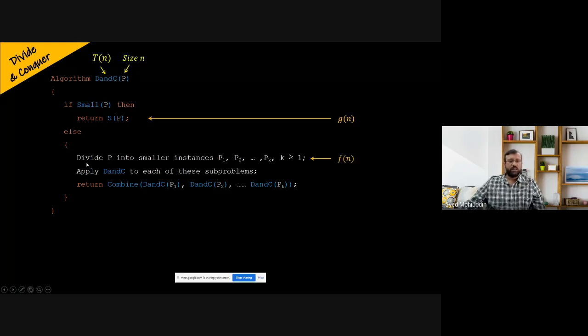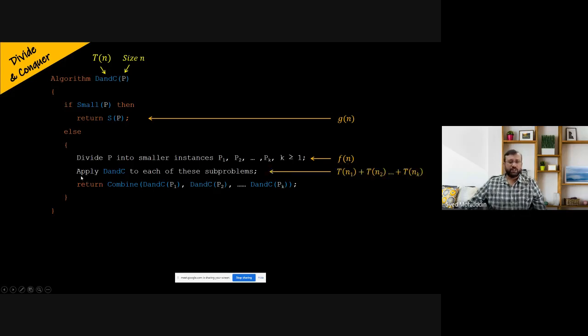Now here, dividing a problem P into smaller instances might even be a primitive statement. But let us say that dividing a collection of elements will take a time of f(n). So we are trying to represent the general algorithm for divide and conquer using different functions. Let us assume that the process of dividing a problem into subproblems will take f(n) as the time.